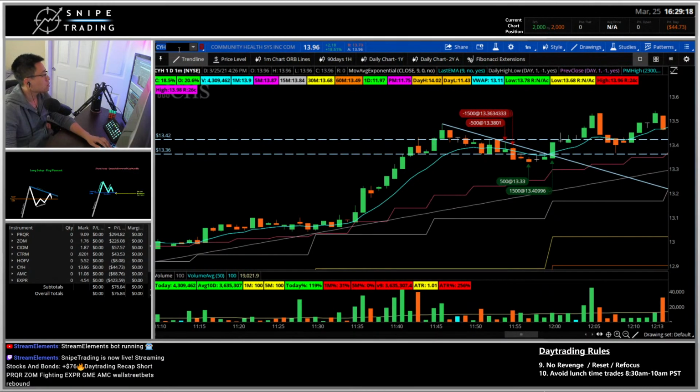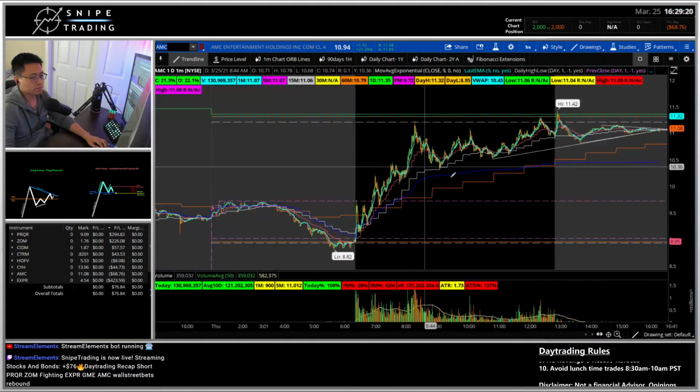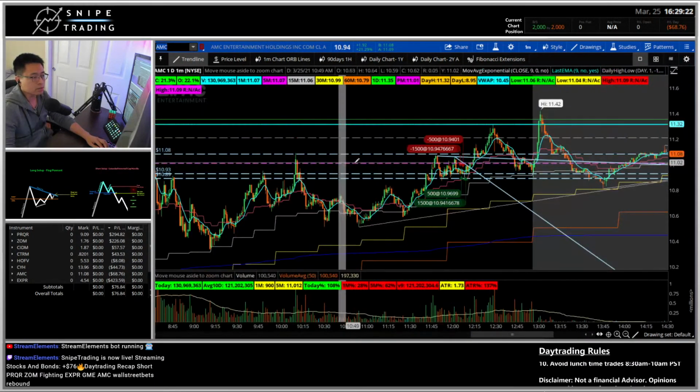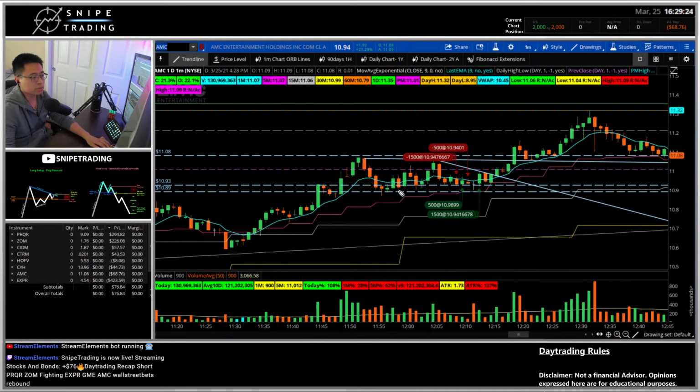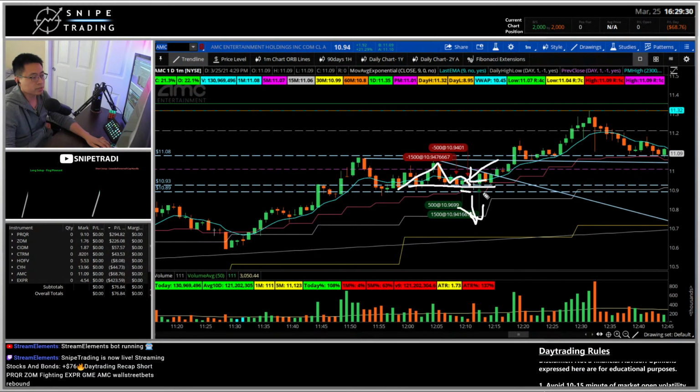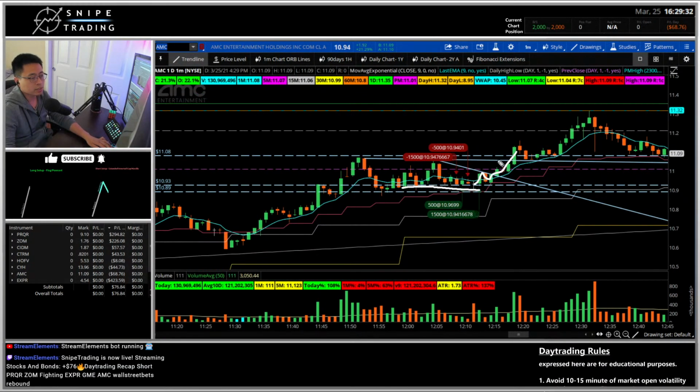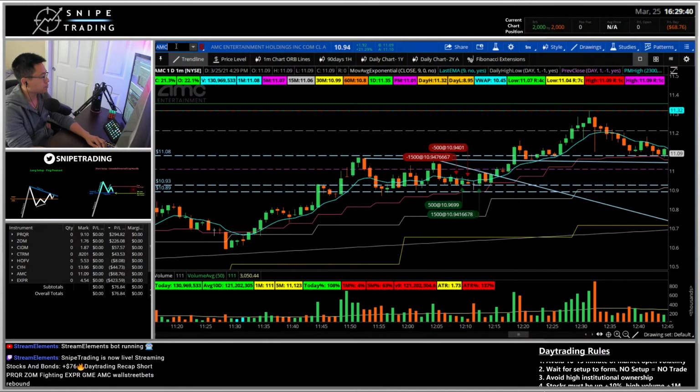And next trade is AMC. So AMC, I think it was an attempted short. So you can see there, try short for the 15-minute retest. Ended up breaking out, and 15 minutes slowly caught up, as well as the 5-minute. So there I took a $68 loss on AMC.